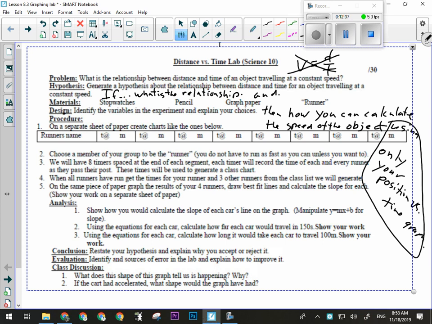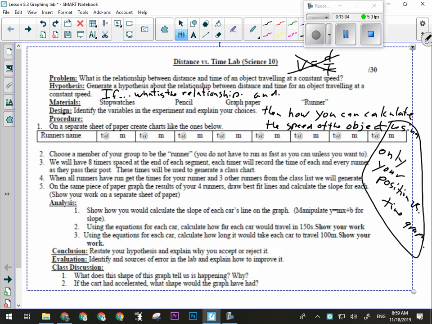So we'll have all of our data, and then you'll have these analysis questions. First off, show how you would calculate the slope of each car's line on the graph. That means I want you to manipulate y equals mx plus b for slope. So you have to remember what part of this equation represents the slope of the line and show me that equation manipulated for it. Just move things around.